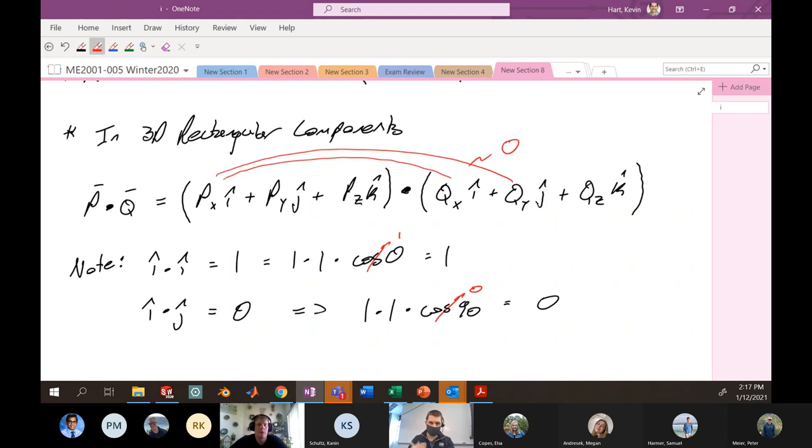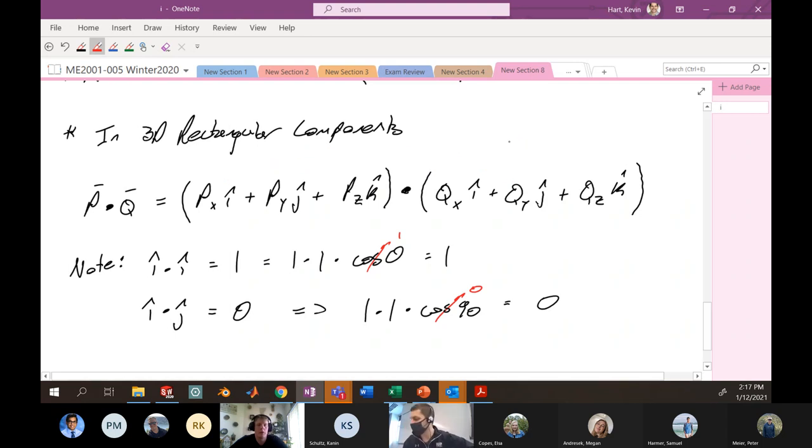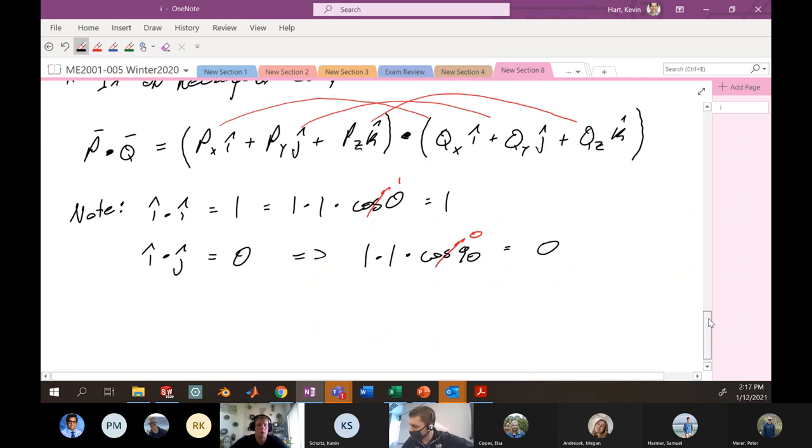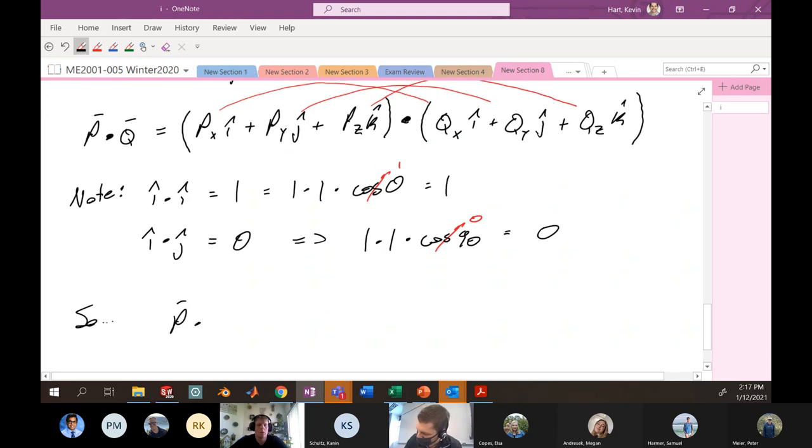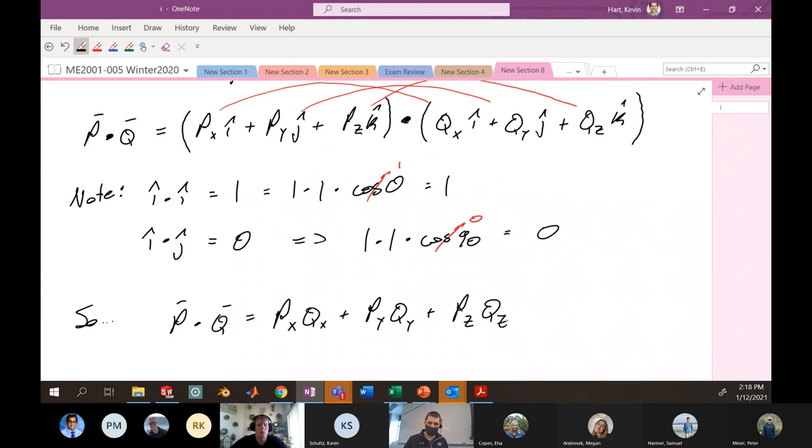So the only things that really persist through this dot product execution are PX i dotted with QX i, PY j dotted with QY j, PZ k dotted with QZ k. Those are the only ones that remain. P dotted with Q is equal to PXQX plus PYQY plus PZQZ. The projection of one vector onto the other, if you have them in rectangular coordinates, results in a scalar value. It's the magnitude of the projection of one vector onto the other, which is just the individual components of those vectors multiplied together and then summed over i, j, and k. So here's a nice result.